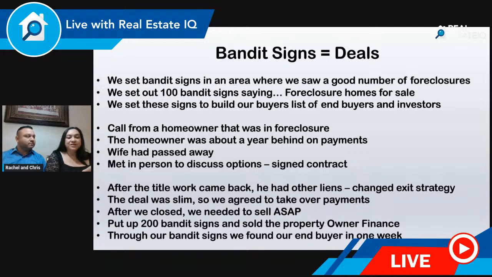The reason why we did this particular sign is because we wanted end buyers. Buyers are people that you're going to wholesale to, or even people that are really looking for houses. They don't have to be investors, but people looking for owner finance or houses, whatever the case may be. What the homeowner got from our message was that we buy foreclosed houses, and that's the situation he was in. All he said was, I saw foreclosure and I called, right?